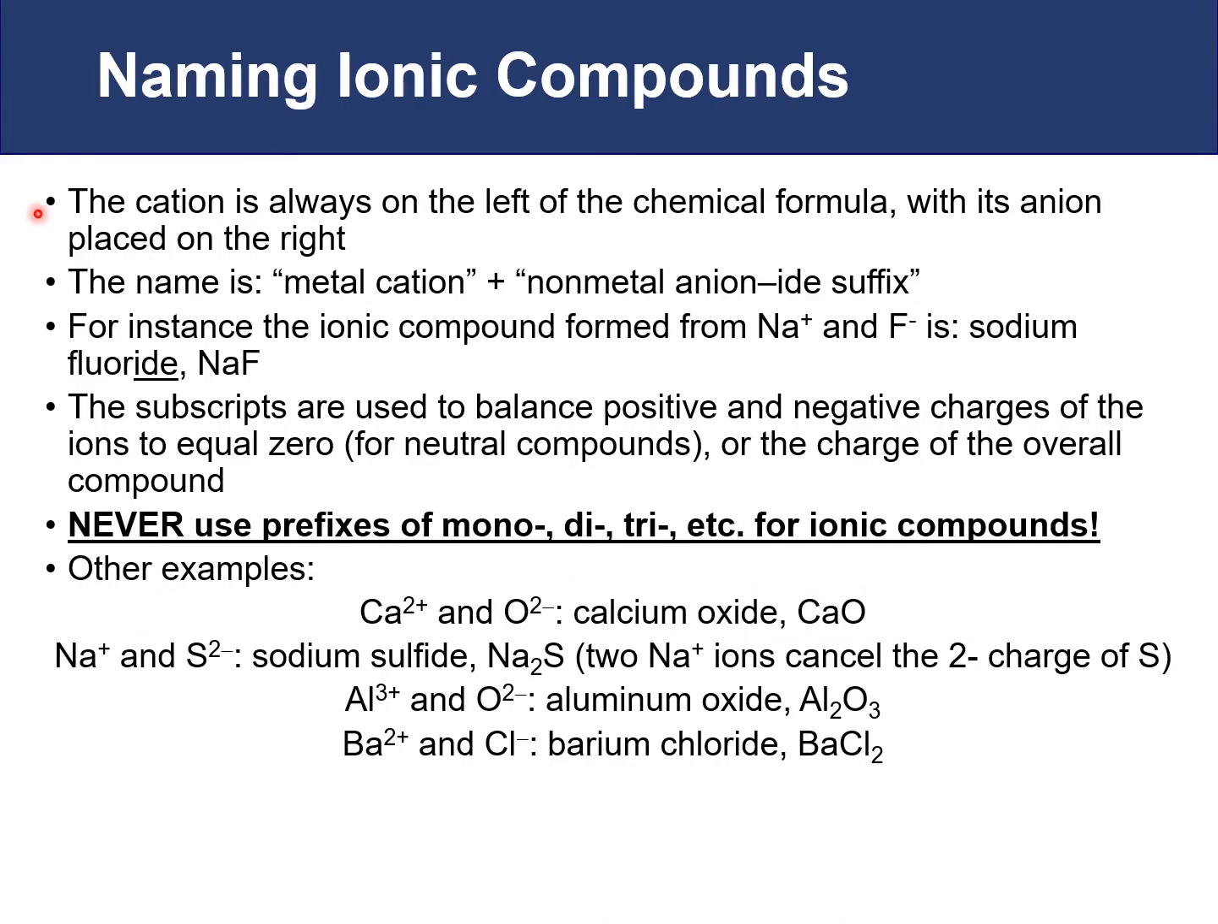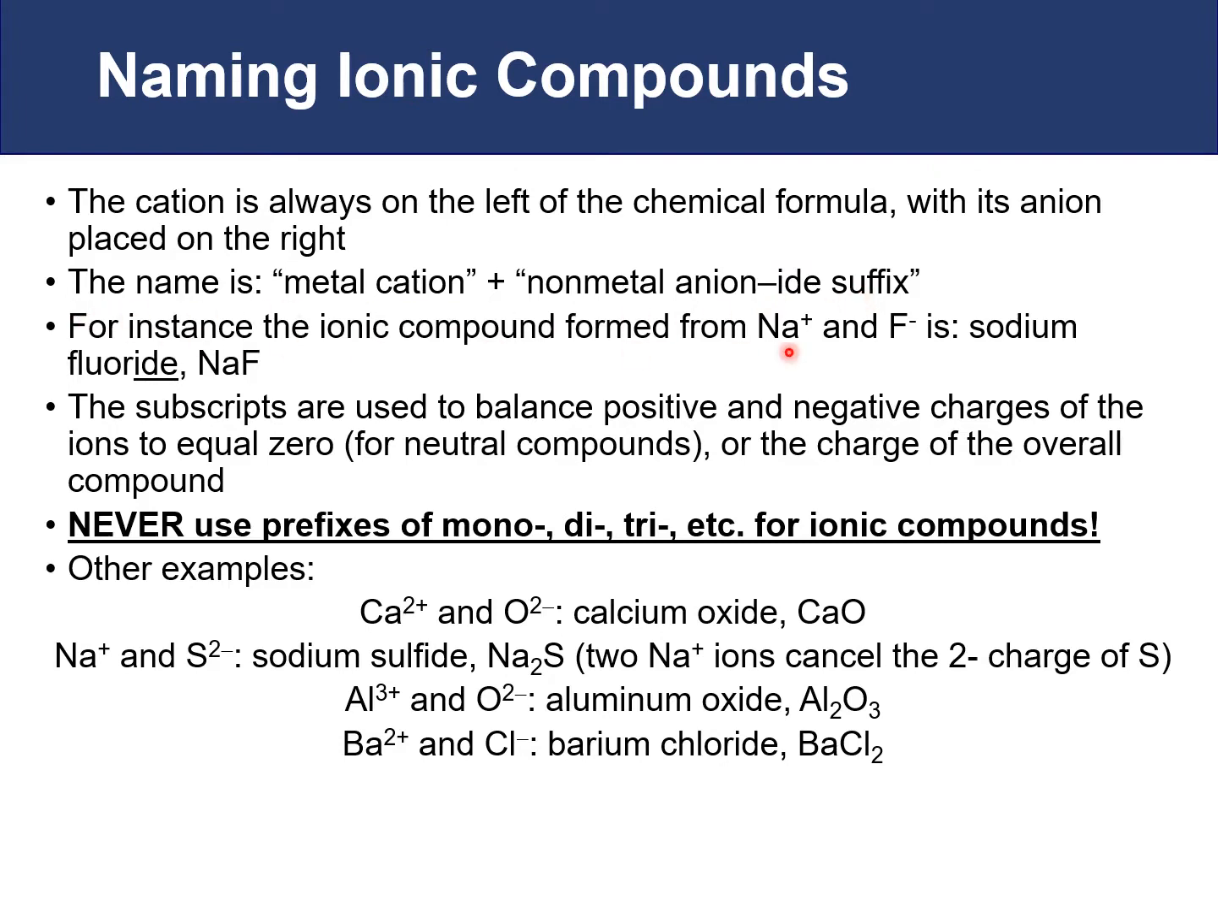As is the case with the chemical formula, when we are naming things, the cation comes first. In our chemical formula, the cation is always on the left part of the formula, and the anion is always placed on the right. In the naming, we start with the metal cation, and then add on to that name the nonmetal anion, replacing the end of the nonmetal name with the "ide" suffix.